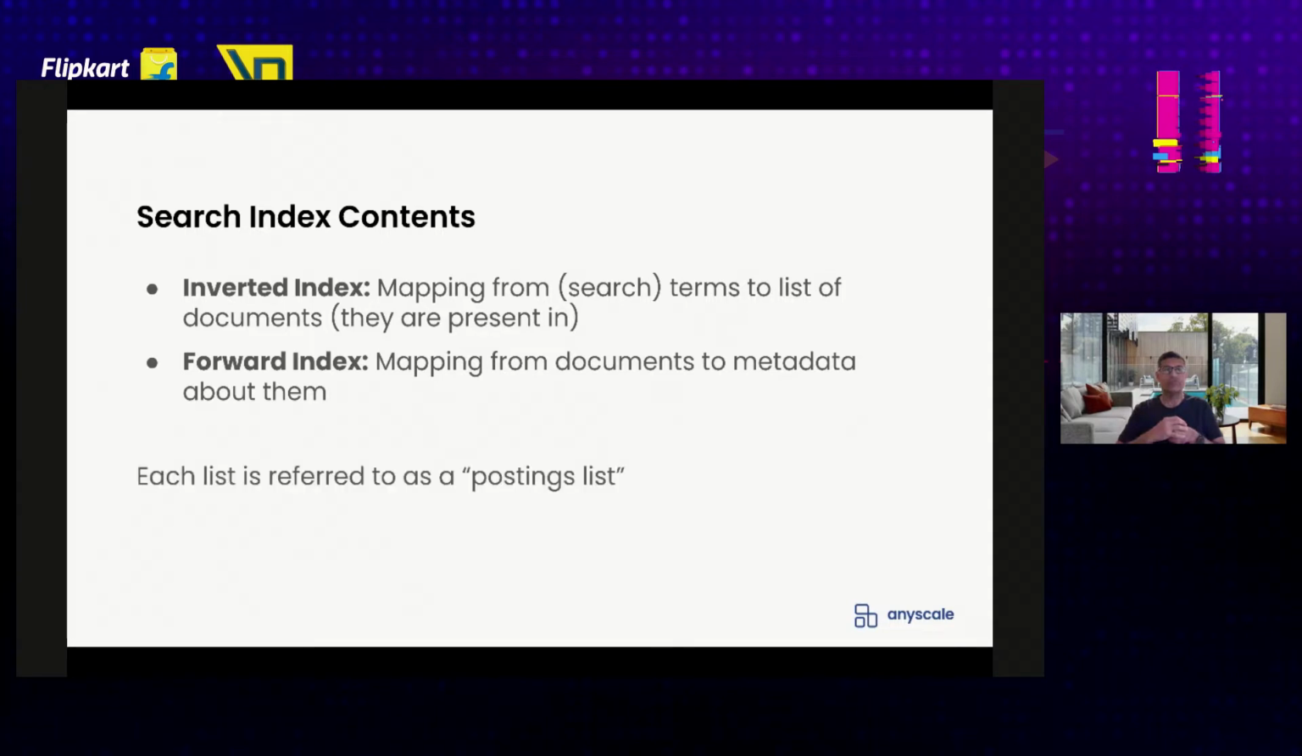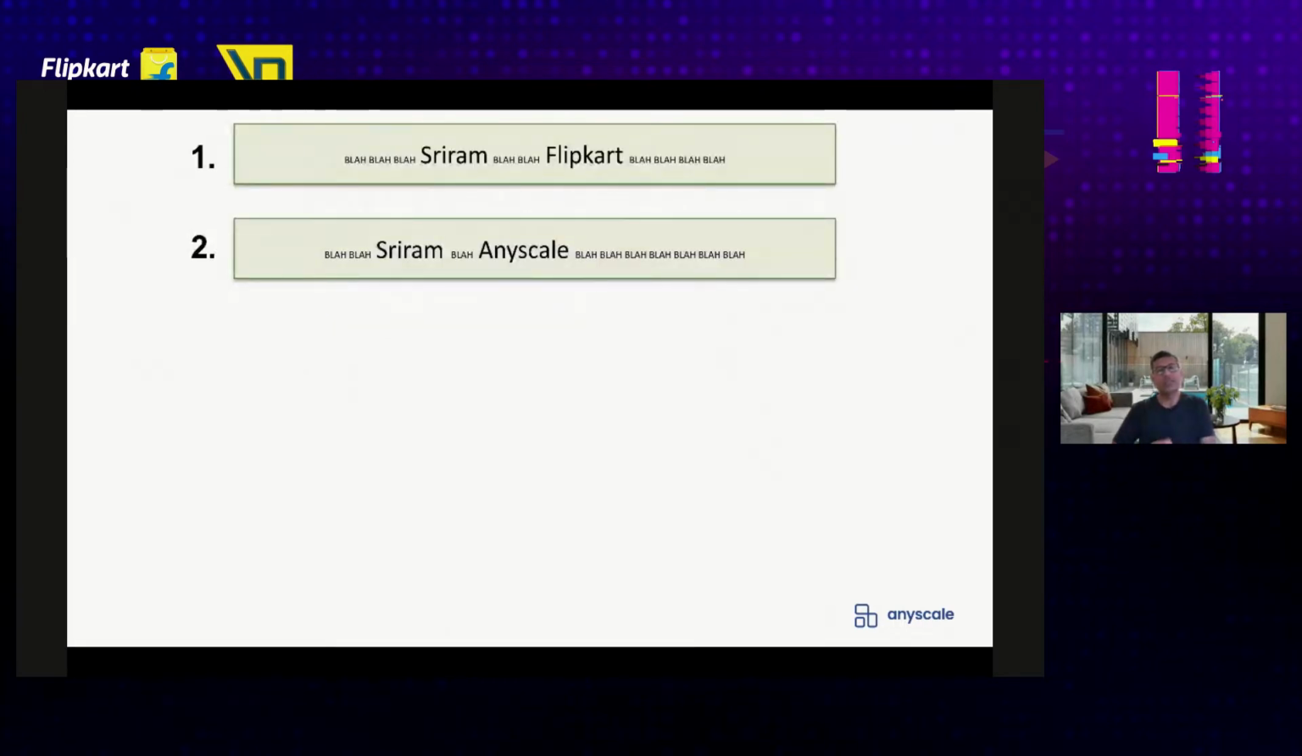Each of the lists that we use in the inverted index is called a postings list. I might use the word postings list going forward, so I'm mentioning it here. Let me start with an example. Let's take a very, very simple search index with two documents and just focus on the words that are not blah, blah, blah. One document is Sriram at Flipkart. Think of this as maybe LinkedIn, where you have people and their companies. And another is Sriram at Anyscale.